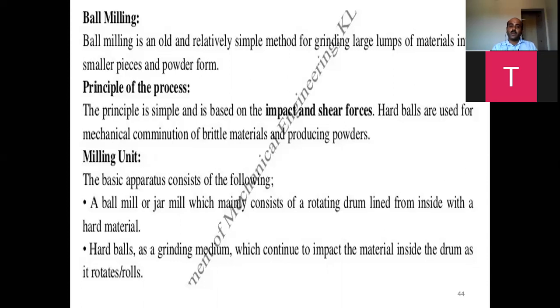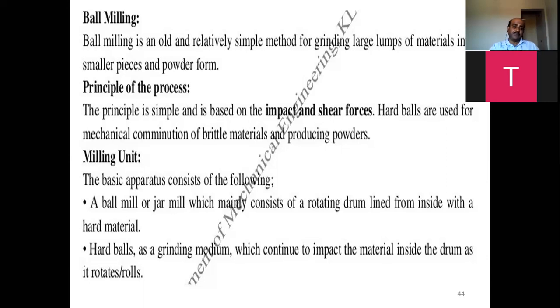Principle of the process: the principle is simple and is based on impact and shear forces. Hard balls are used for mechanical comminution of brittle materials and producing powder. As we already discussed, production of powders by milling is suitable for brittle materials. So once the material has been passed through the hard balls, mechanical comminution of the brittle materials happens and it produces the powders.